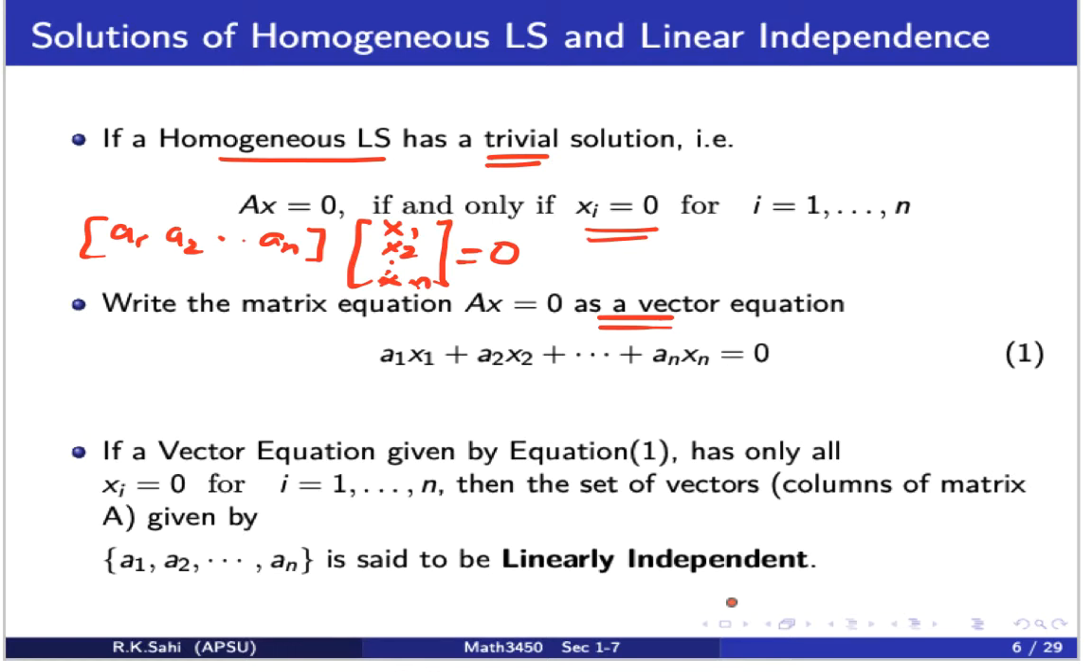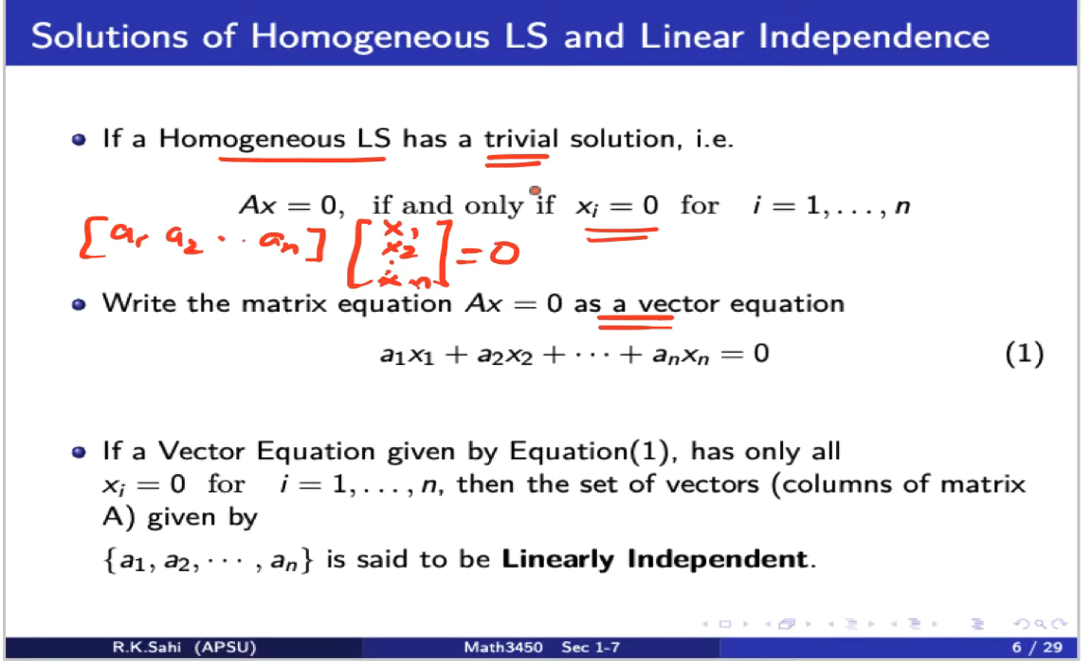So in other words, if I have a vector equation a1 x1 + ... + an xn = 0, where the xi's are scalars, and the only way this vector equation is true is when the xi's are 0, then the set of vectors, which are basically the columns of the matrix A, given by a1 to an, is said to be linearly independent. Remember, we started with a matrix equation having only a trivial solution, and we have just changed it and are looking at it from a different angle.